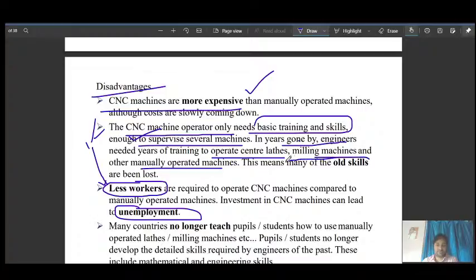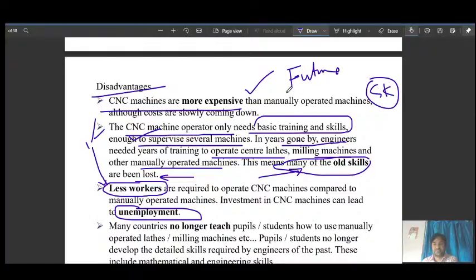But what is the disadvantage in the case of a CNC machine? Whatever skill we have learned is going to be lost. So when we look towards the future, we have skilled workers here, and in the future that skill is not required. This point is about being trained in something that in the future is not required, just like you can understand with our education system.